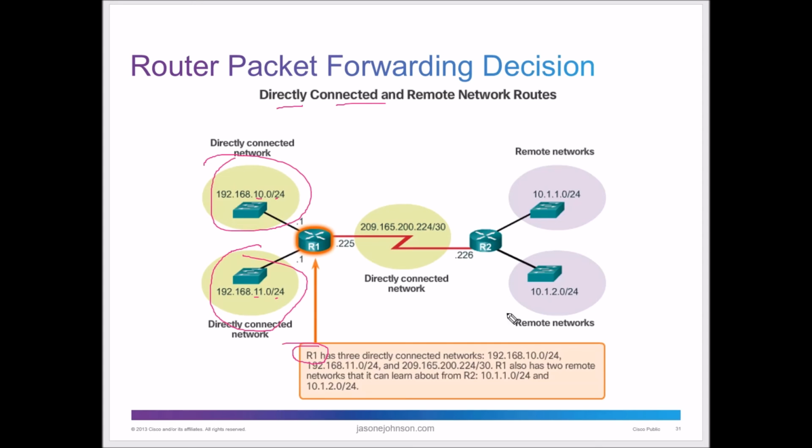But R1 has 3 directly connected networks. We have a network here, we have a network here, and we have a network here. Let me draw that again. There, and there. And that's its route. So it knows that it can route information that way.